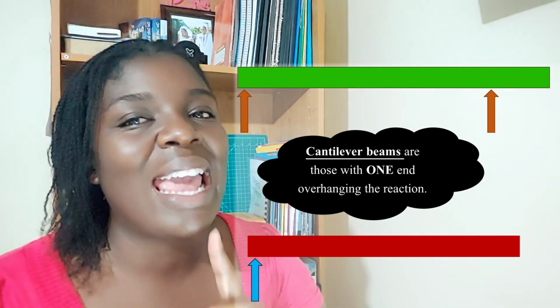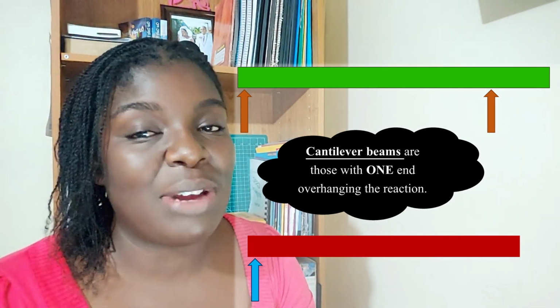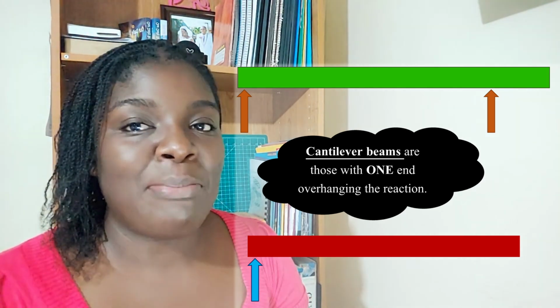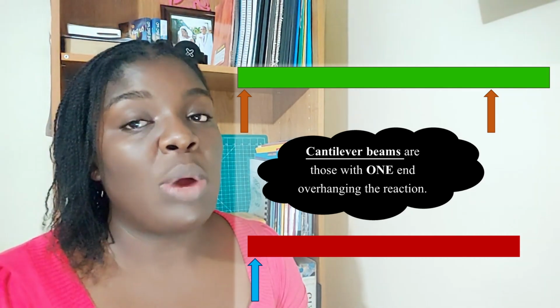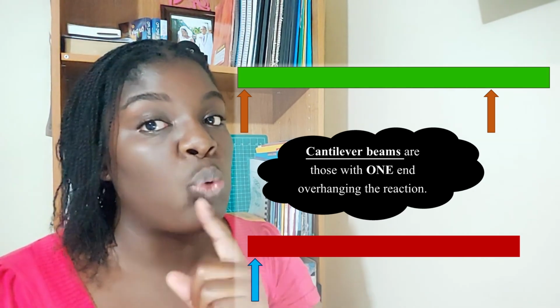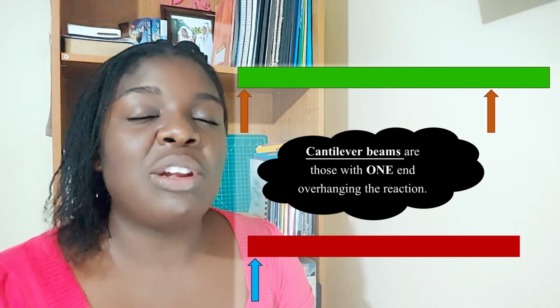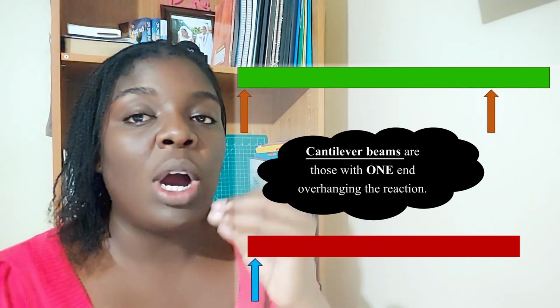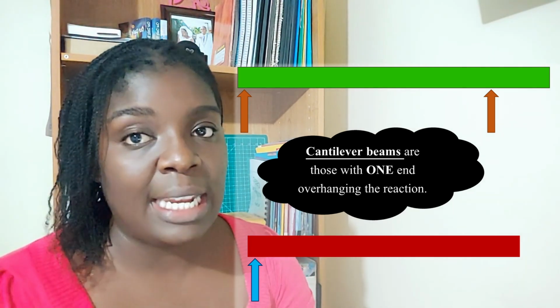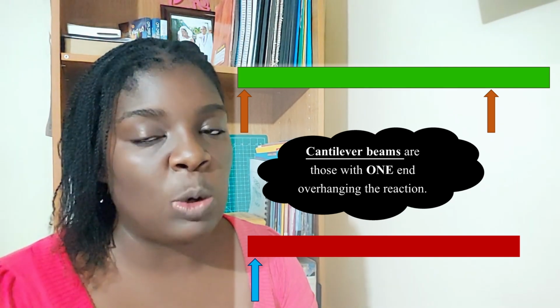So before we get into doing the question, I'm going to be showing you a little description and a sample of what cantilever beams look like. A cantilever beam is one in which one and only one end of the beam overhangs the reaction. Now, this can be shown in two ways. One where you have two reactions and only one end overhangs, or another where only one support is there where it's a fixed end and then the remainder of the beam is overhanging.